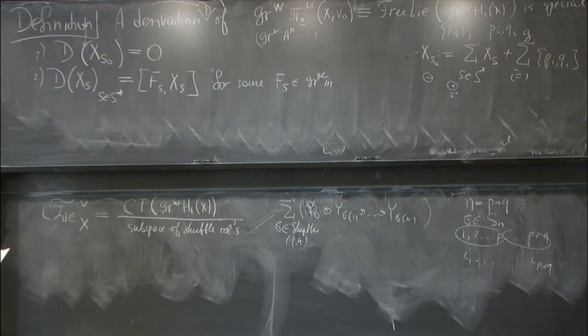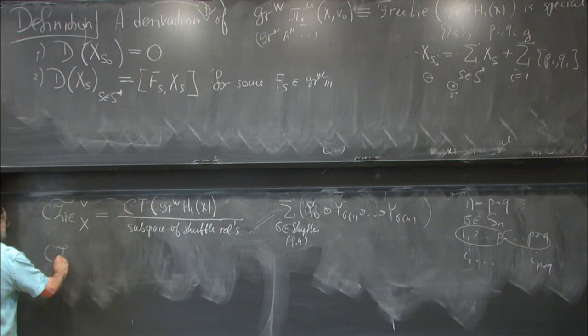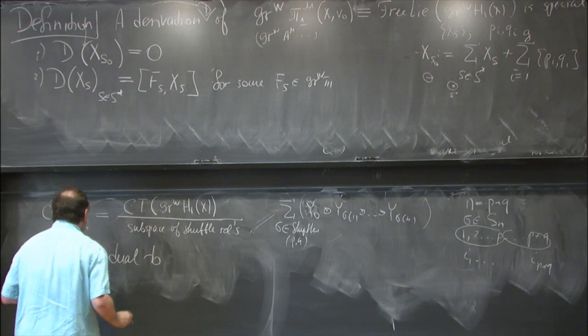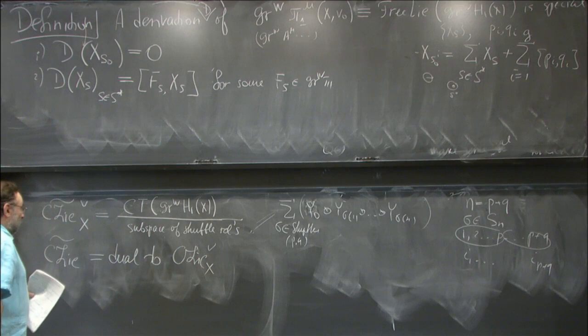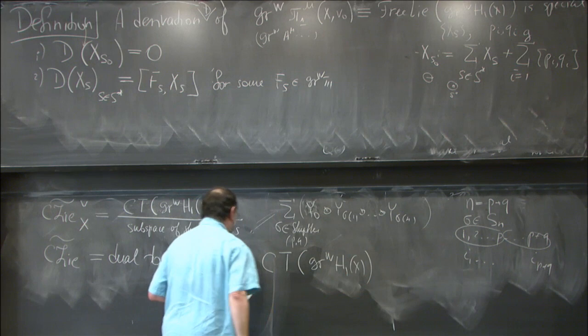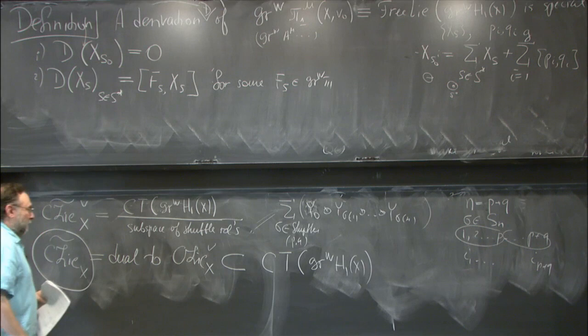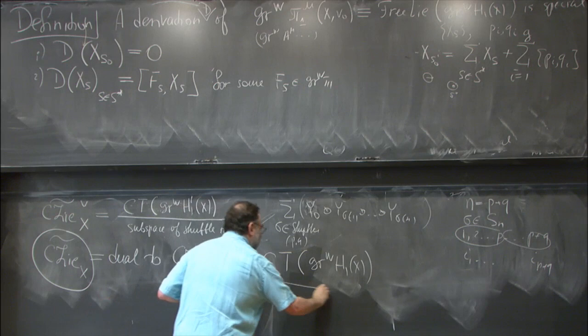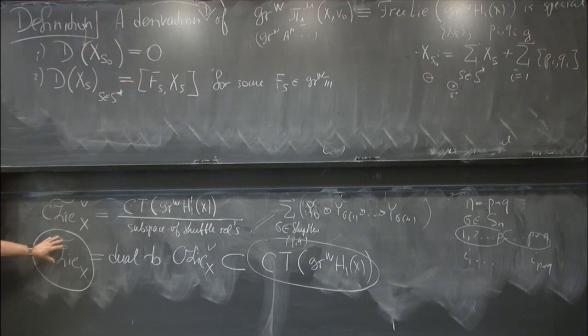Then I define the dual object. I say that the Lie tilde, adjusted, is the dual to the Lie of X, but it lives in the cyclic tensor algebra of Gr W of H1 of X. Here it is cohomology, absolutely. So I end up by introducing a certain Lie subalgebra which lives in my cyclic tensor algebra, and I put a tilde saying that this is a smaller subalgebra. Now after that, I can make a statement which is correct.